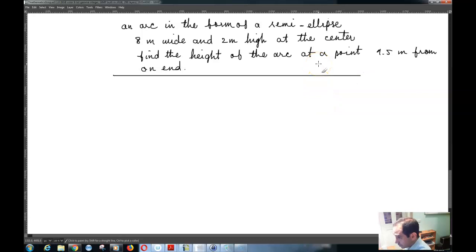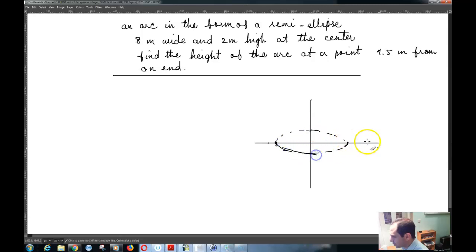Okay, so now this is simple and basically I don't need a diagram to understand it. So the arc is in the form of a semi-ellipse. An ellipse would be something like this, for example. Suppose that this is your ellipse, so let me draw the ellipse this way.